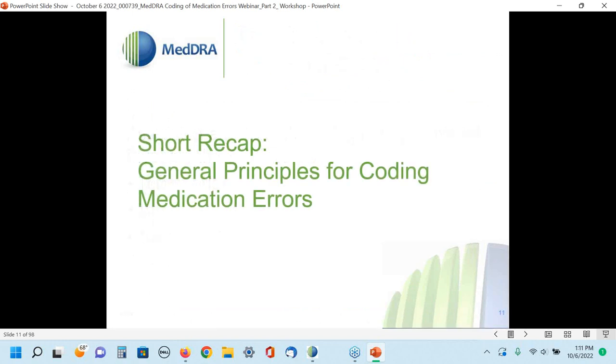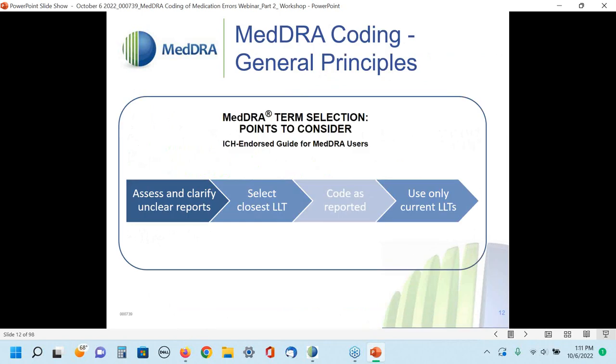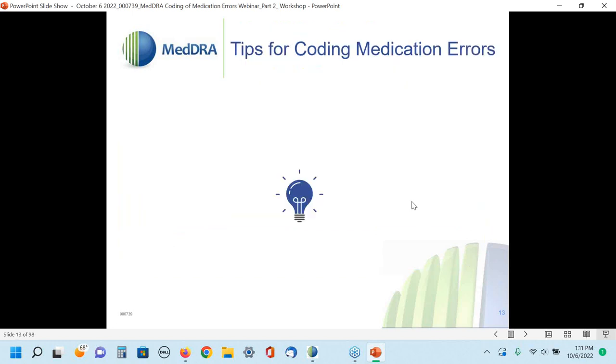So let's quickly recap some of the major principles from part one before we move on to part two. Remember again that the points to consider document for term selection provides you with a roadmap of guidance of how to go about coding with MedDRA, assessing reports, defining whether they are clear or not, whether you need to go back and query, and then once you have enough information, selecting the correct LLT from MedDRA, and again in quotation marks, correct, code as reported, and remembering only to use current LLTs.